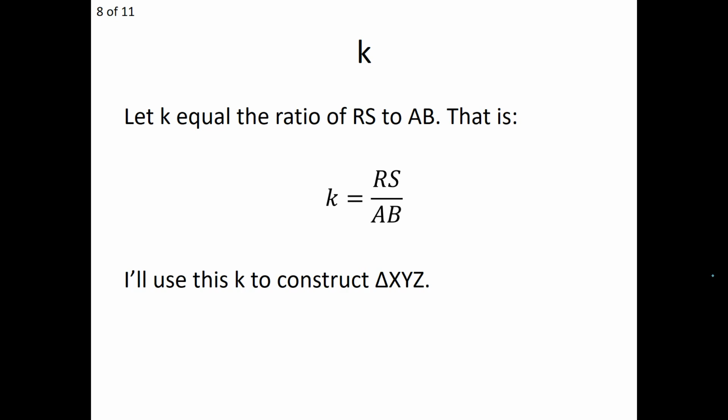Now, why do I know that's positive? Because our side measures of our triangles are measured positive, and that means the ratio of a positive to a positive will result in a positive quantity, which means with this K value, we can now produce our third triangle, triangle XYZ, by using the polygon similarity postulate.